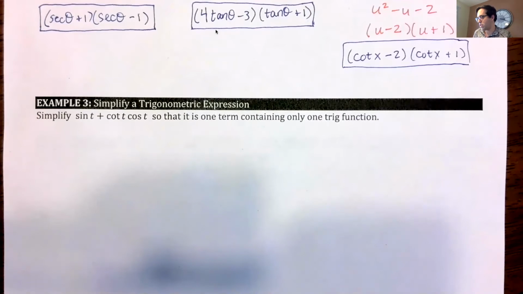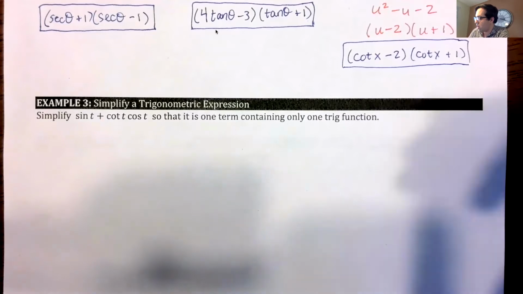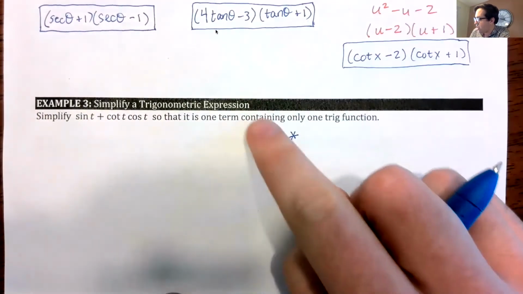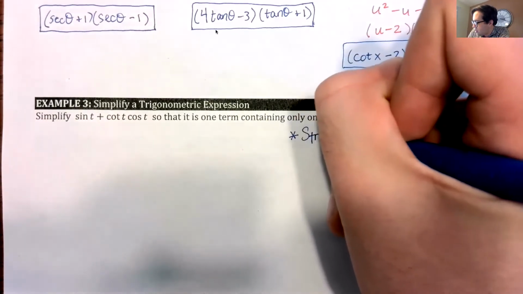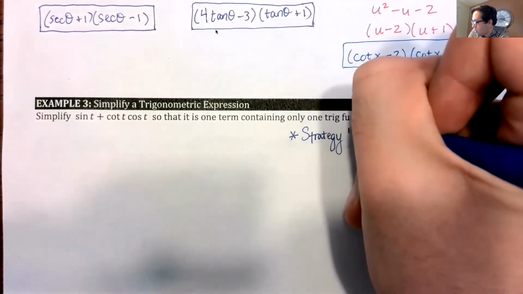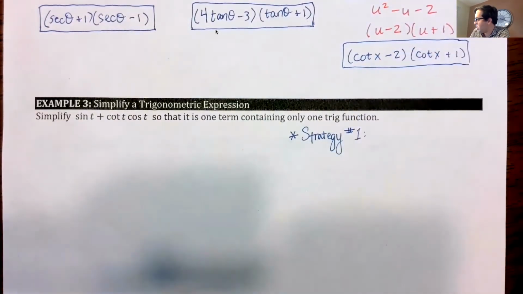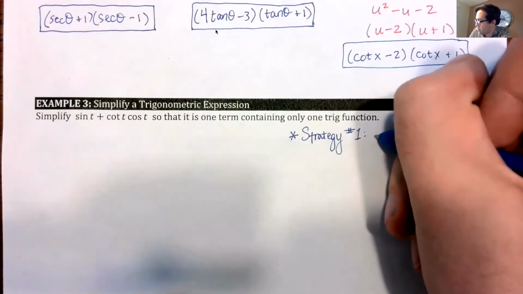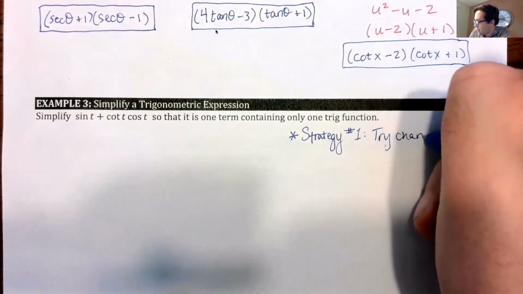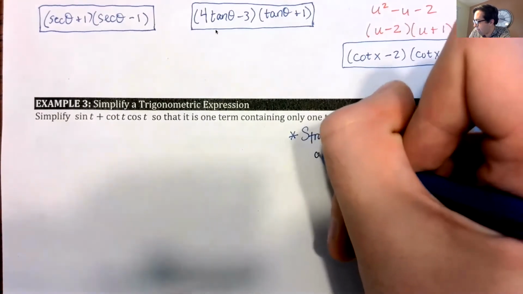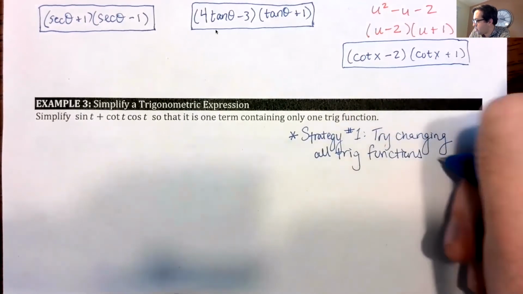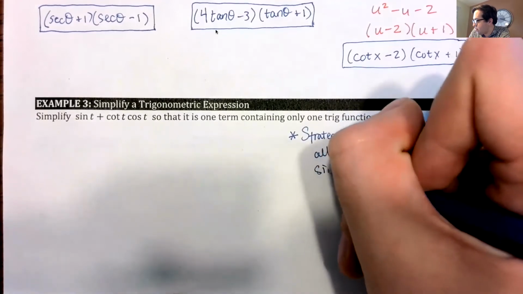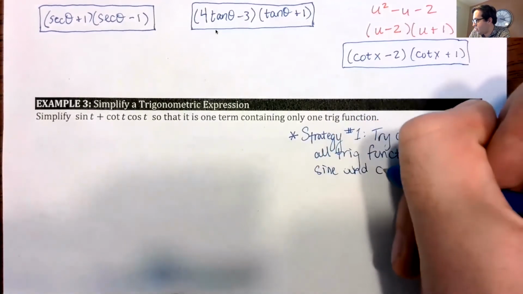This is the first of many questions where we're going to have to come up with some strategies to solve. So I'm going to make a note on the side here to tell you that a pretty common strategy is to try to change every trig function into sines and cosines. Try changing all trig functions into sine and cosine.